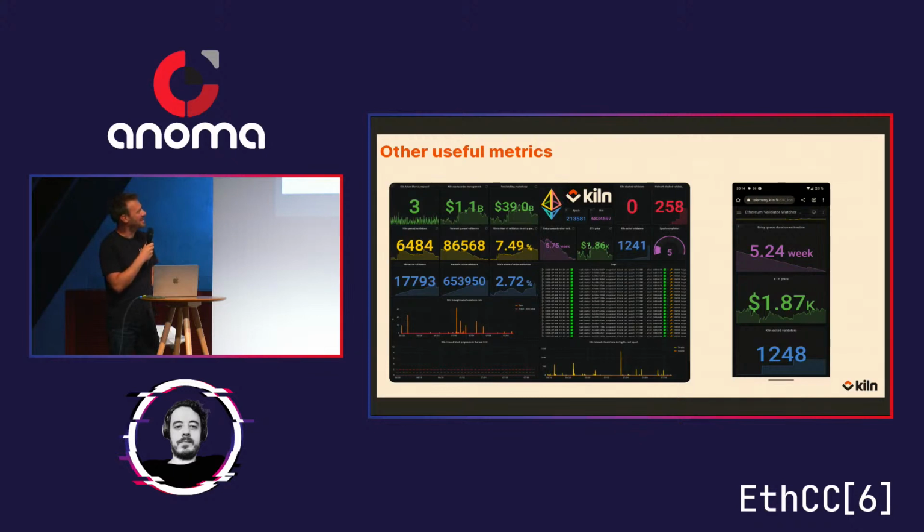The price of ETH, the epoch completion, so it's from 1 to 32. The number of your active validators, the number of total active validators, your share of validators. And this is the curve we already saw before, and this is the logs of the watcher. And thanks to Grafana, it's also very responsive, and you can get a very nice graph on your phone. So thanks, Grafana.